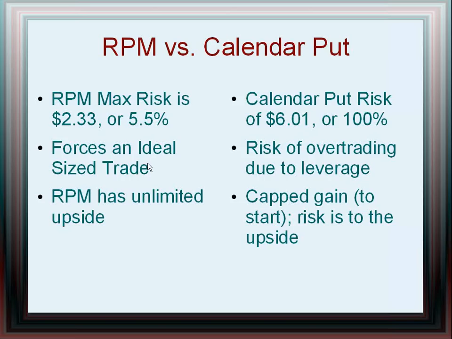So that means that I could overtrade. I could potentially invest 7 contracts, 8 contracts, and have that risk investment of about $4,233 if I did about 7 contracts. But then I'd be risking 100% of the 42.33 instead of 5.5%. That's forcing an ideal size trade. Our RPM has unlimited upside and a limited risk, and the calendar put has a capped gain to start.